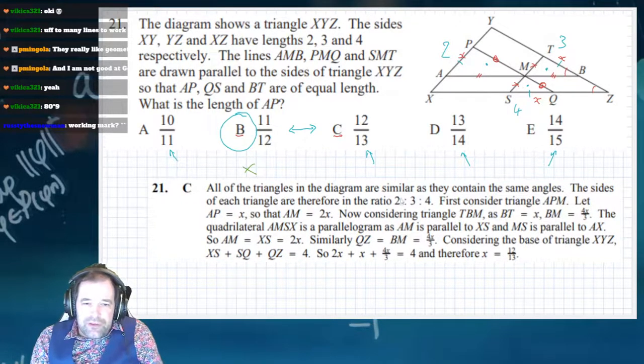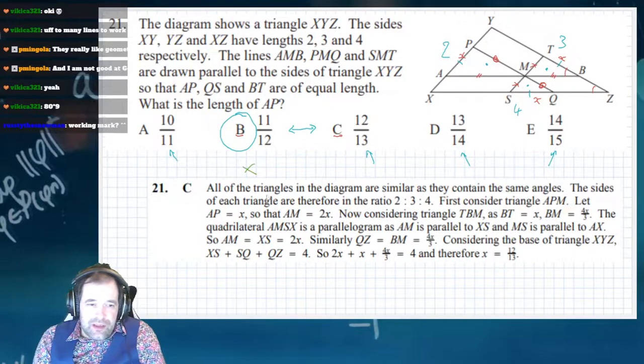All right, so all the triangles in the diagram are similar. They contain the same angles. We knew that. The sides of each triangle are therefore in the ratio of 2 to 3 to 4. We sort of knew that. First, consider triangle APM, the large one. Let AP equal x, so that AM equals 2x. Why is that the case? Yeah, okay. This is the bit of logic we missed. Because this whole length is 2 and this is 4, we know that relatively, this is twice as large. So if that's x, that's 2x there.